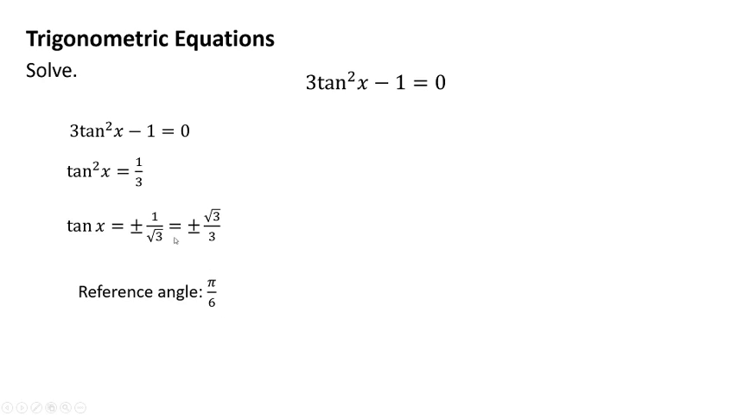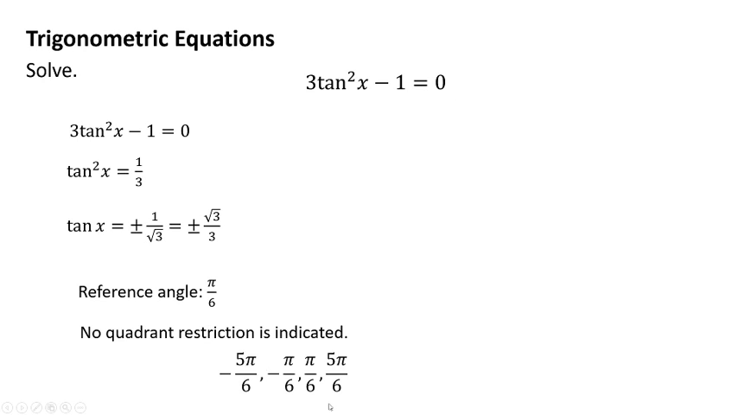And as it turns out, since tangent here can be both positive or negative, there really isn't any quadrant restriction that exists for the solutions here. We can be in any one of the 4 quadrants. And so these are the 4 possible solutions here. Negative 5 pi over 6, that's if it's in quadrant 3. Negative pi over 6, that's if it's in quadrant 4. This is quadrant 1, this is quadrant 2.